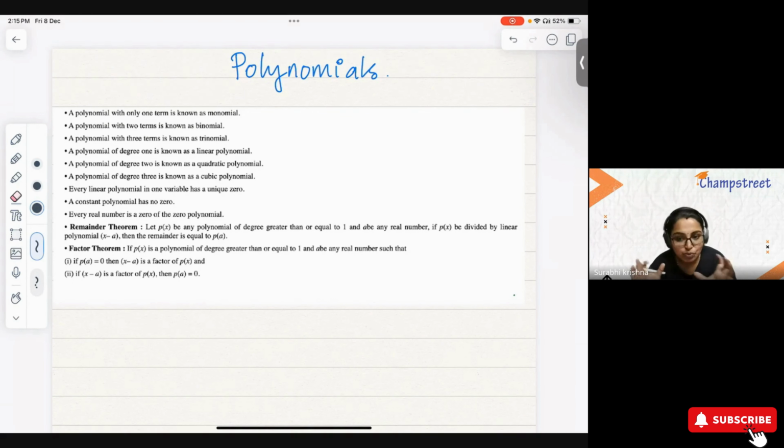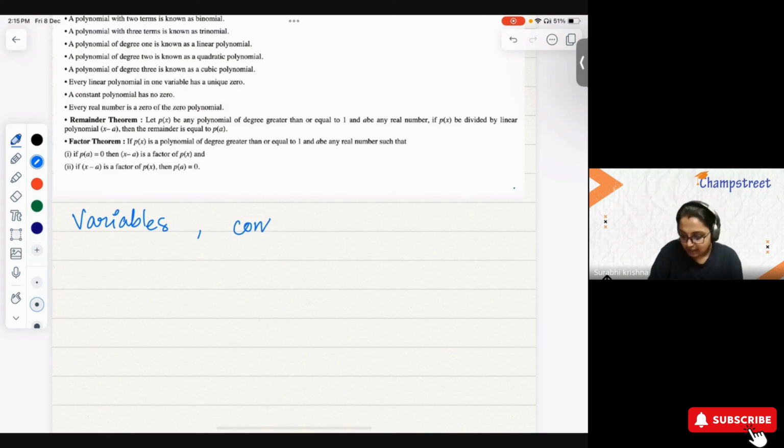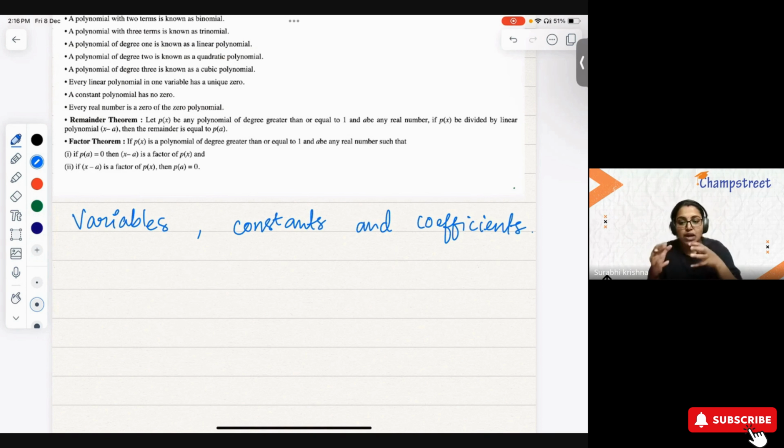So what are variables? We have variables, constants and coefficients, which are related to one another with arithmetic operations such as addition, subtraction, multiplication, and division.